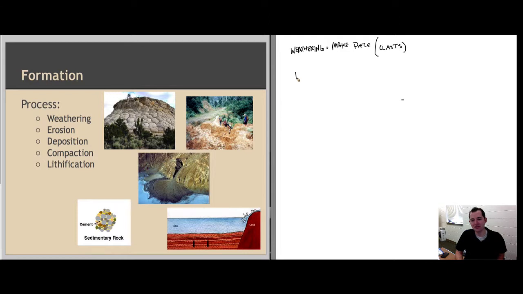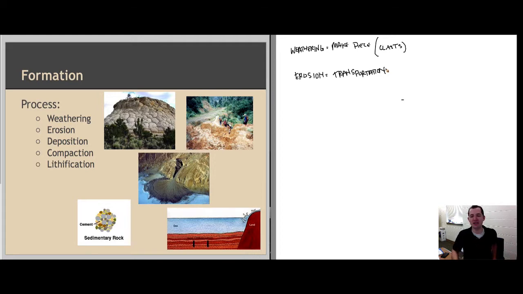Okay, and our next step, erosion. Oftentimes we get a confusion between erosion and weathering. Sometimes we commonly think of erosion as the breaking down of things, but that's just weathering. Erosion is actually the transportation. So the movement of those pieces once they're broken apart somewhere else. Okay, so the erosion is we take those small pieces and we're moving them somewhere else.